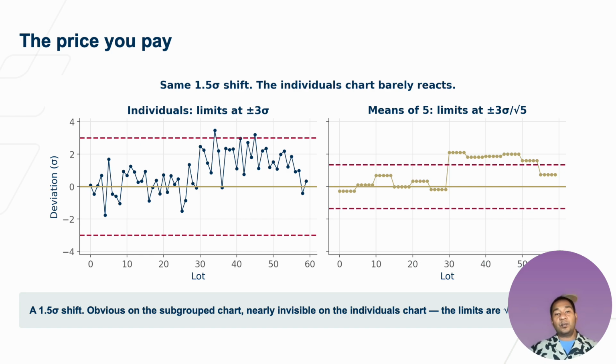Which is why, when you are stuck with n equals 1, run rules matter far more. The individuals chart needs help, and run rules are the help. Rule 4, a run on one side, would have caught this shift within 9 lots.